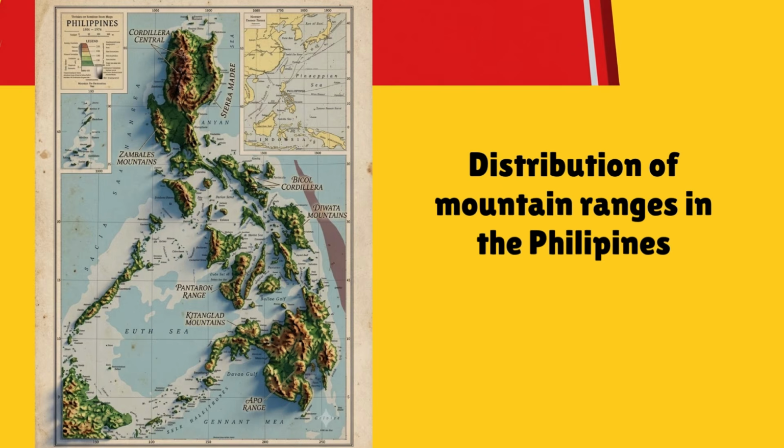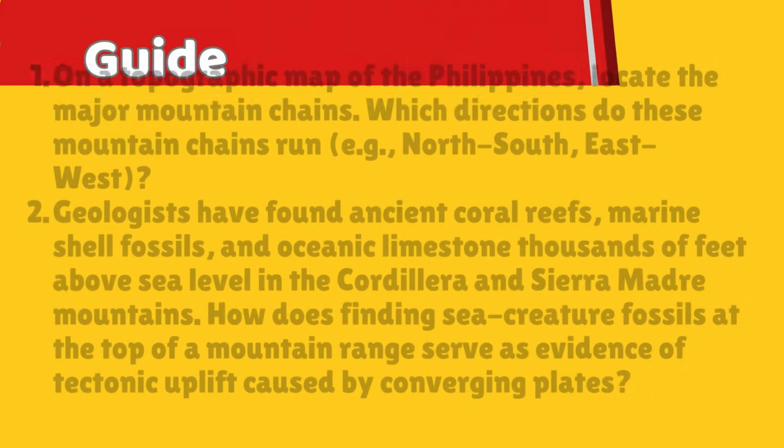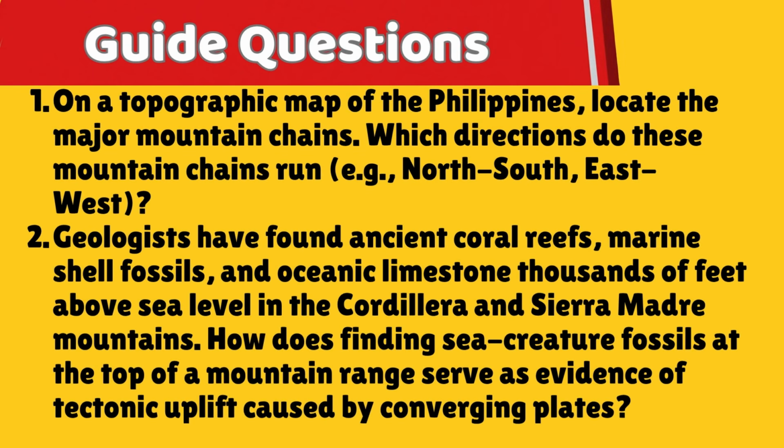This map shows the mountain ranges in our country, such as the Sierra Madre, the Cordillera Central, the Zambales Mountains, and then we have the Bicol Cordillera, the Walay Mountains, the Pantaron Range, Kitanglad Mountains, and the Apo Range. Guide question: on a topographic map of the Philippines, locate the major mountain chains. Which direction do these mountain chains run? For example, north to south or east to west.